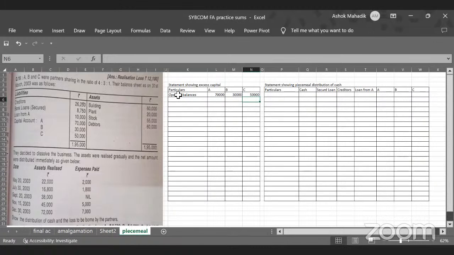Clear? So after writing opening balance, then if any reserves are given, like general reserve, P&L, on liability side, you have to add them to this value. Clear? Now in this sum, it is not given.